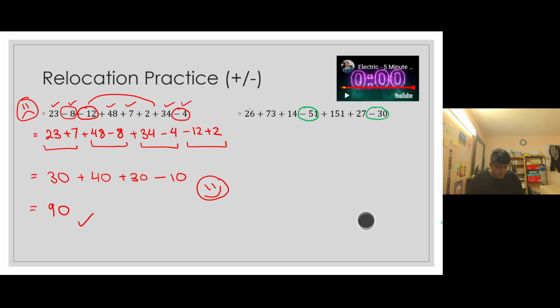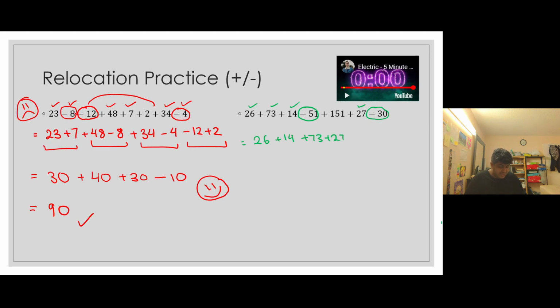The first thing I see is 26 and 14. So we have 26 plus 14. That can be our first pair. Erase. Check. 73 pairs with 27 right there. No negatives to worry about, so just a nice and easy check.